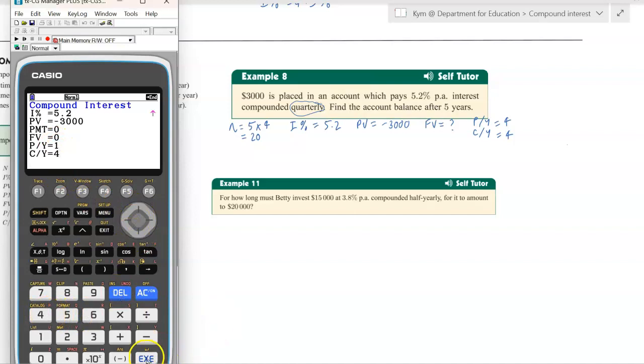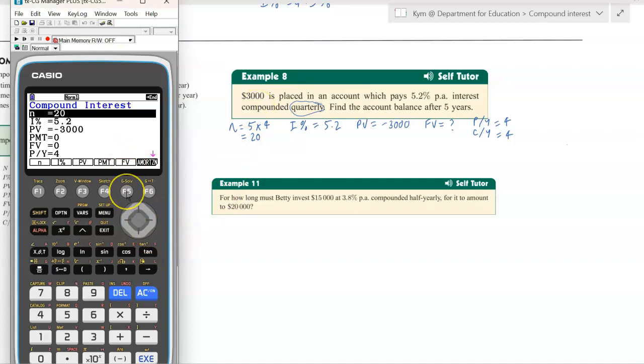So if I change one of them to 4, they should both change, but if I change payments per year to 4, then they'll both change to 4. Obviously not if I change CY. Anyway, I'm now asking it to calculate the future value based on all that information. So after 5 years, 5.2%, compounded quarterly, what will my initial principal on my present value of $3,000 be worth?